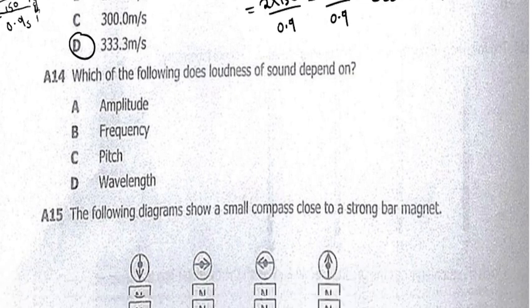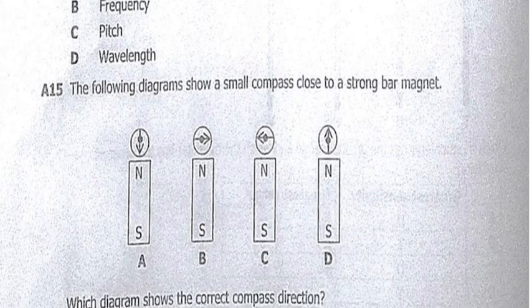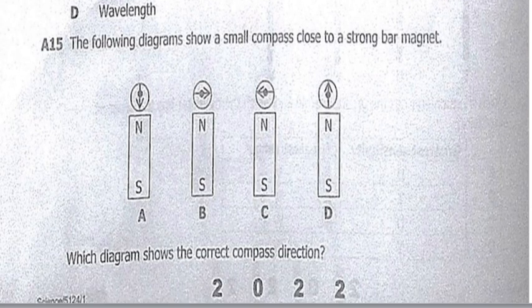Go to question 14. Which of the following does loudness of sound depend on? Loudness of sound depends on what we call amplitude. Okay, question 15. The following diagrams show a small compass close to a strong bar magnet. Which diagram shows the correct compass direction?